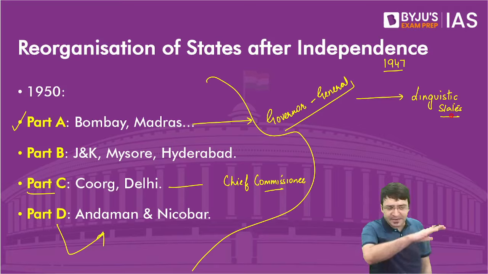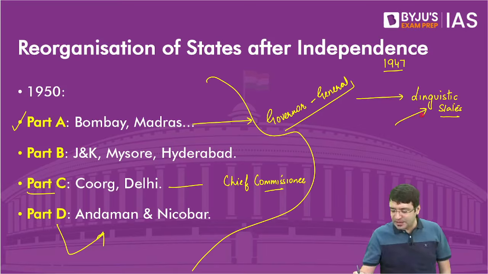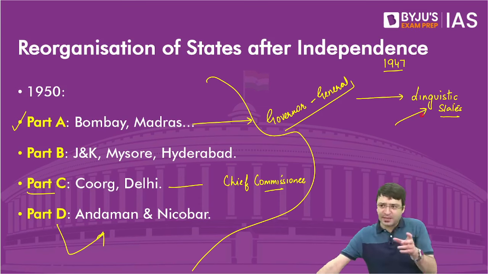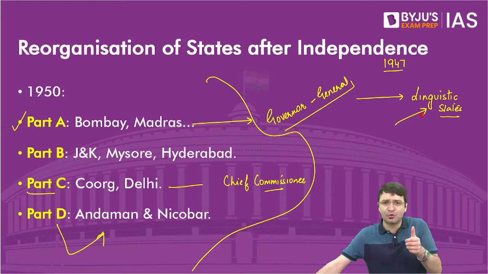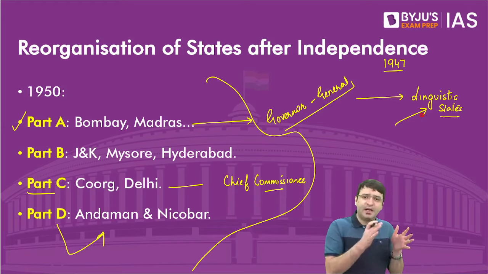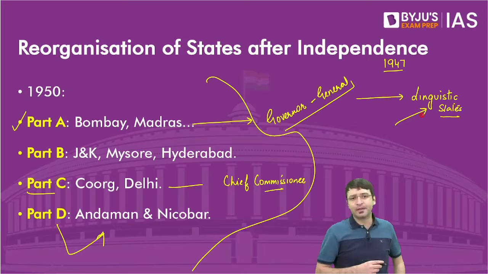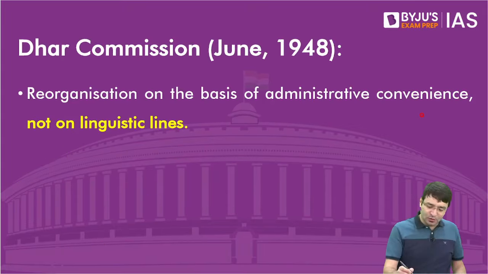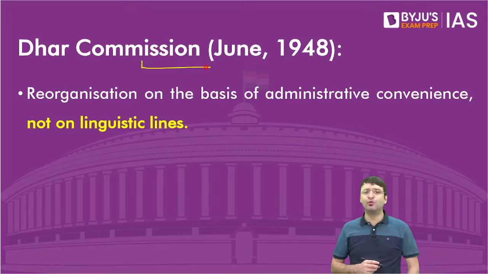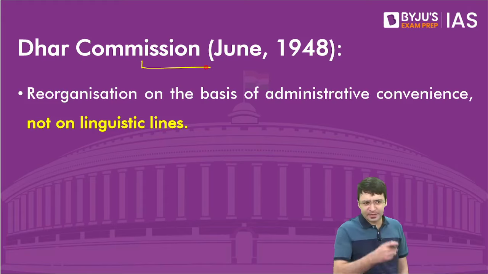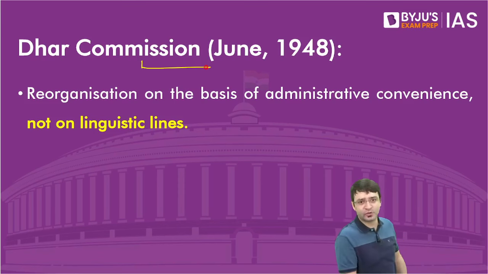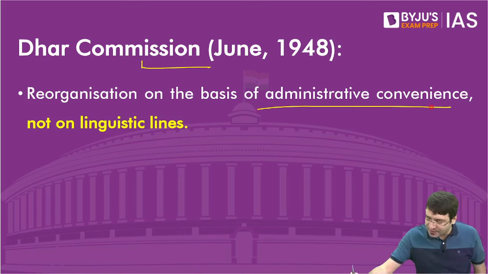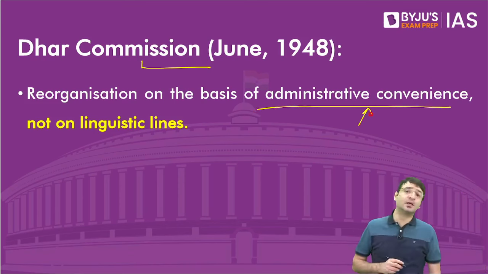So the demand was that the entire country should be reorganized on linguistic grounds. One state for Tamilians, one state for Kannadigas, one state for the Malayalis, one state for the Odia-speaking population, one state for the Telugu-speaking population. So the entire country should be divided into linguistic states. That was the demand. For that, a committee was set up known as Dar Commission, June 1948. Dar Commission was asked, can you please take a look at these demands and tell us how do we reorganize this country? Dar Commission said, don't create states in the name of language. Create states on the basis of administrative convenience. What is administrative convenience?